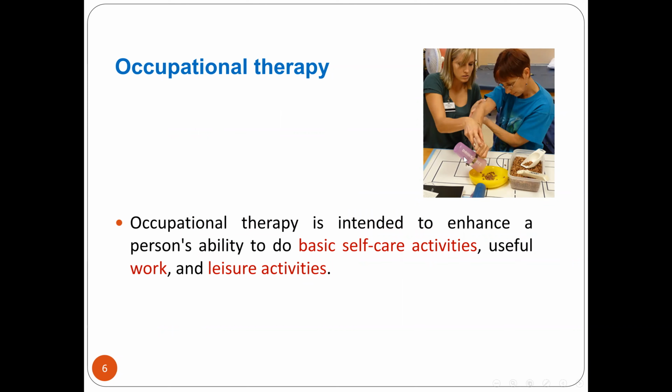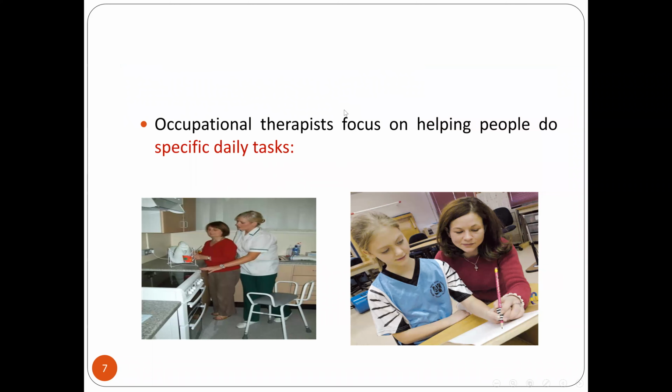The second important term is occupational therapy. What is occupational therapy? It is teaching the patient the exercises and the skills of the upper limb to do basic self-care activities, work and leisure activities. Also, occupational therapists are important for other activities like washing dishes or doing homework.